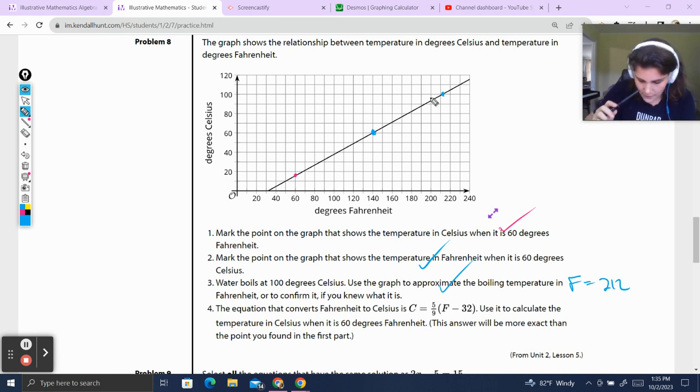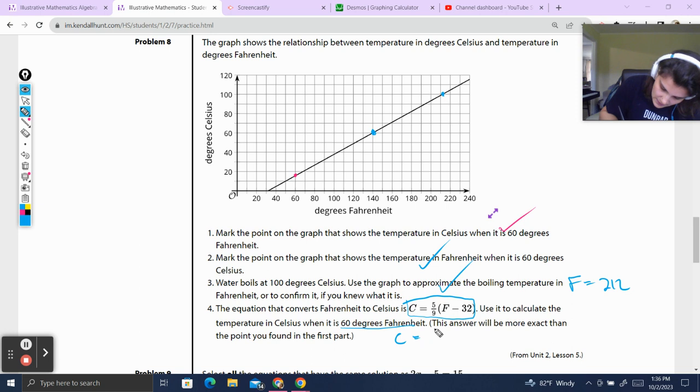The equation that converts Fahrenheit to Celsius is 5/9 times Fahrenheit minus 32. Use it to calculate the temperature in Celsius when it's 60 degrees Fahrenheit. The answer will be more exact than the point you found in the first part. So we know we have 60 degrees Fahrenheit, so we know what F is.